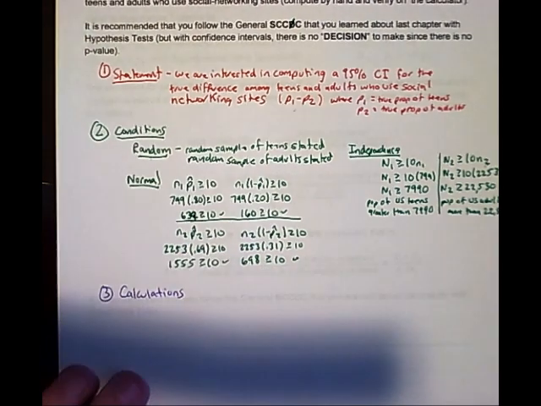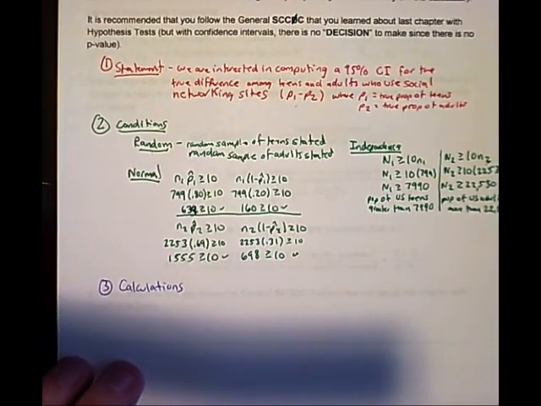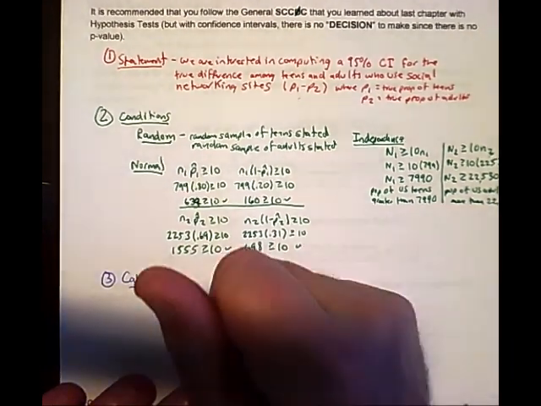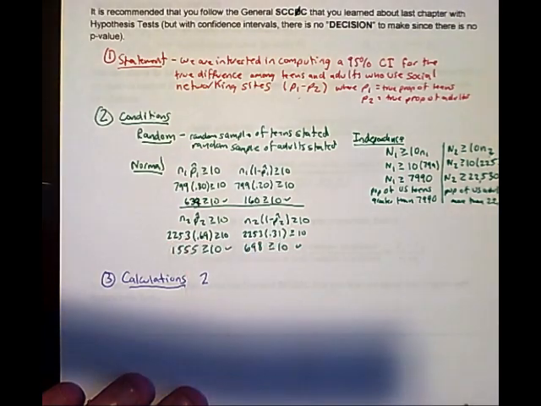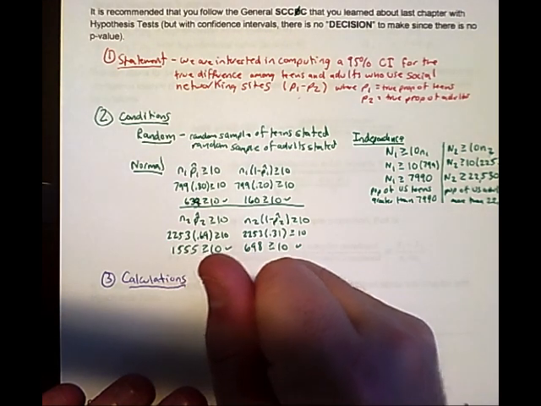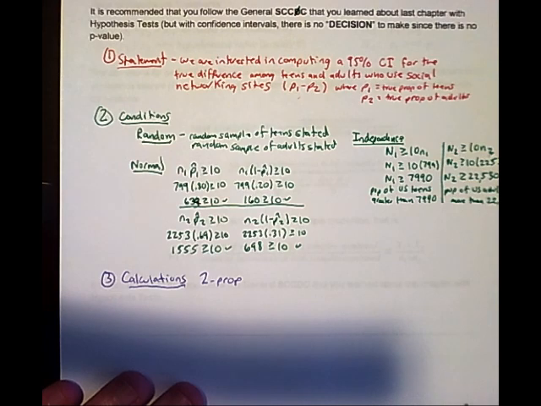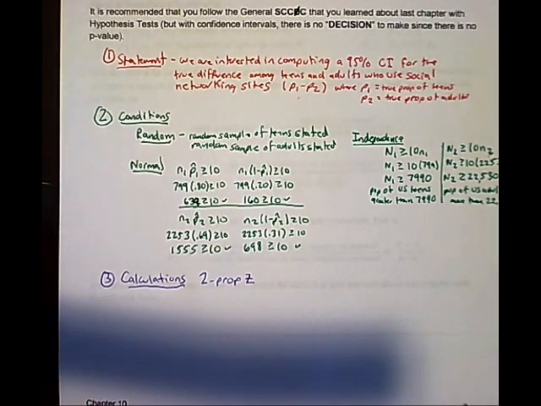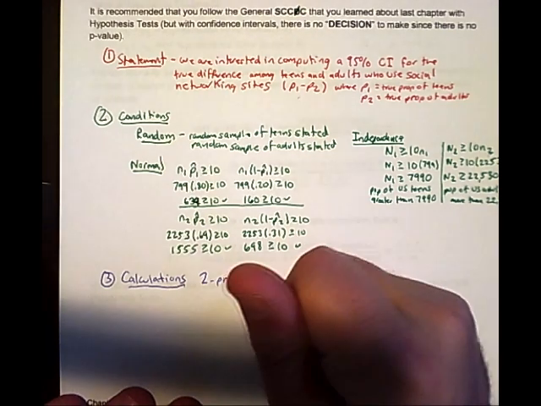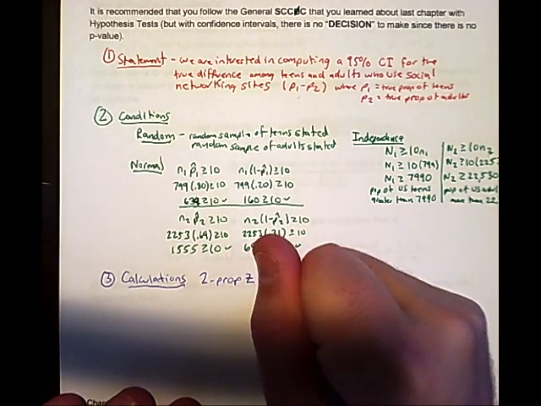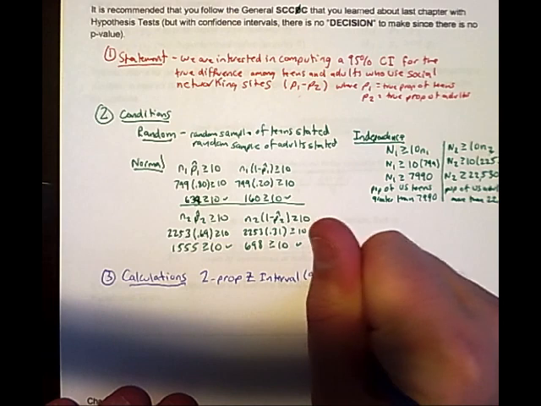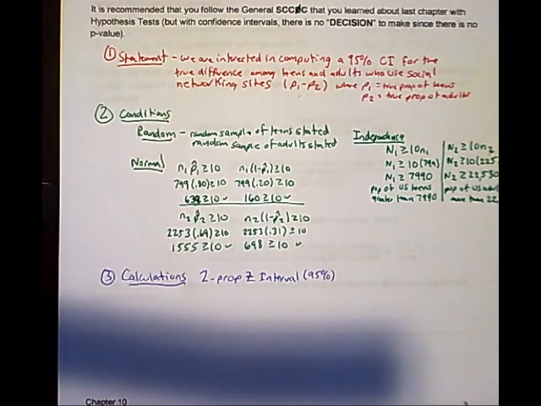All right, calculations. So this comes from two groups, so we're going to call it a 2. It's a proportion, so we're going to call it a prop. We're going to use a z critical value, so z, and it's an interval. So it's a 2 proportion z interval. And the level of confidence we want is 95%.